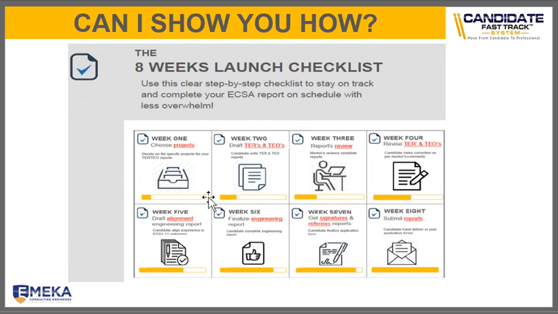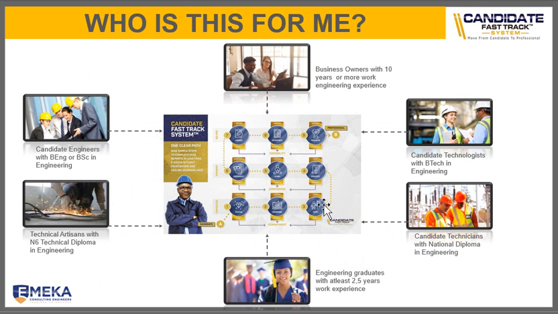Okay, again, this is the checklist, and I will show you in week 1 how you choose projects that you want to use for ECSA, then how you compile your reports, how you review your reports, and then we revise your report also to make sure that once you have written them, the content is actually showing the correct experience. Okay, how do you align your experience, how do you finalize your report, get the signatures of the referees, and then ultimately submit to ECSA. So all these things are part of the ECSA fast track, the candidate fast track system.